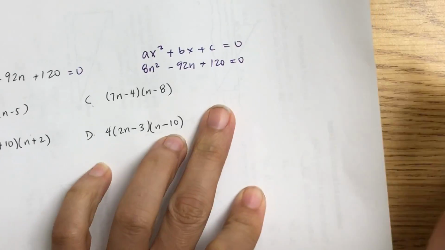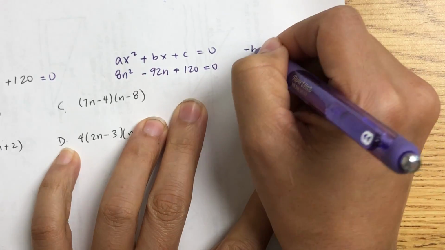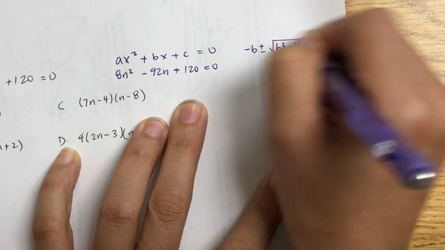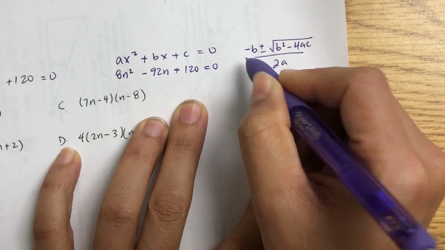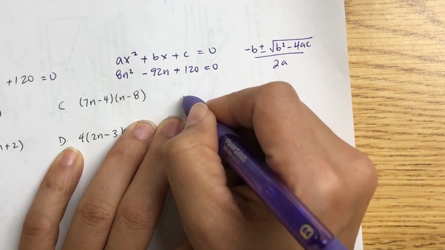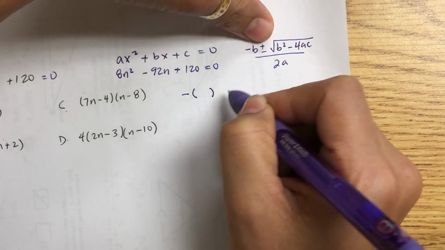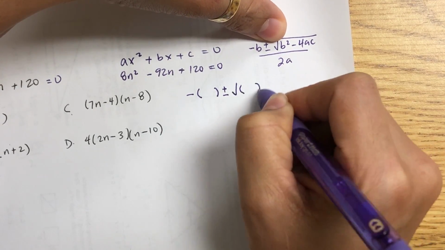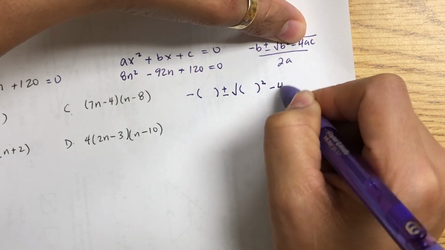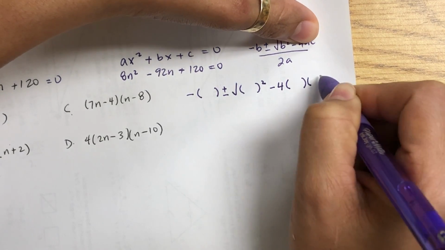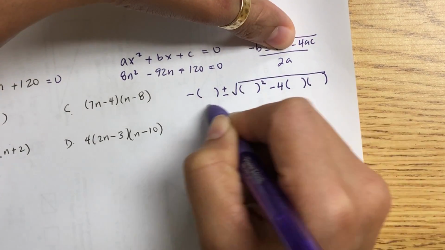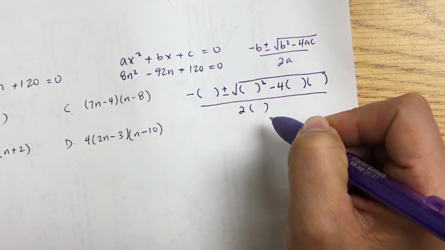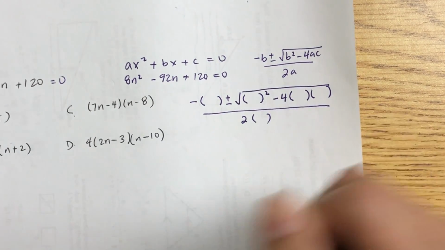Then I'm going to put that into the quadratic formula, which is given to you in your formula sheet: negative b plus or minus the square root of b squared minus 4ac, all over 2a. So I want you to rewrite this with parentheses. It goes minus parentheses, plus or minus, and then the square root of parentheses squared minus 4 parentheses because of the a, parentheses because of the c, all over 2, and then parentheses because of the a. And then all you're going to do is fill in the missing numbers.